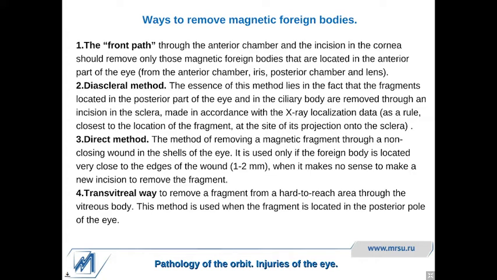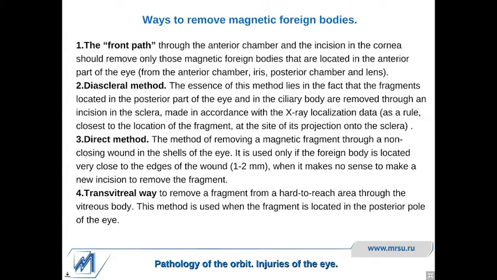Okay, there is something inside the eye. There are foreign bodies inside the eye or in the orbit. We need to remove foreign bodies from the eyeball. So, how to remove magnetic foreign bodies? There are four main methods to remove the foreign bodies from the eyeball.